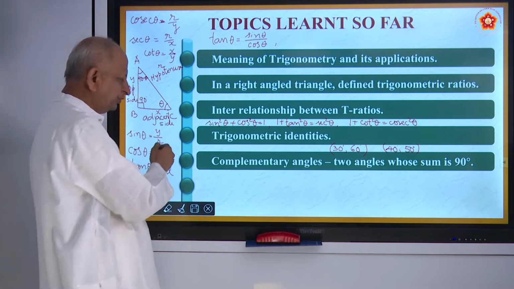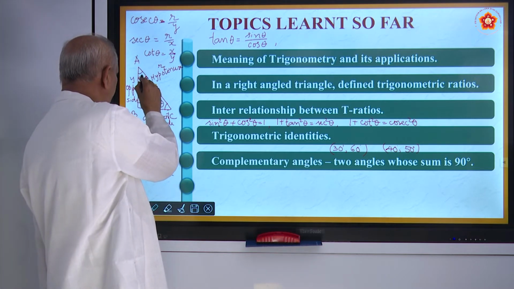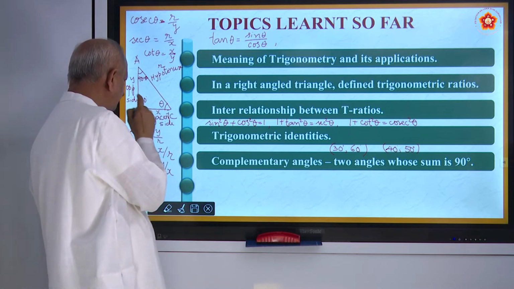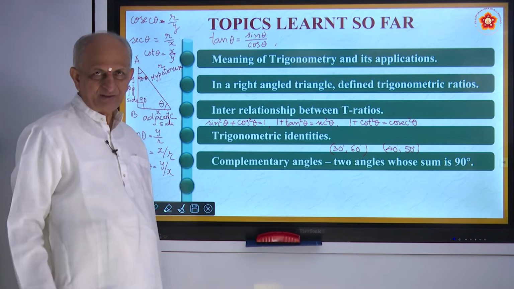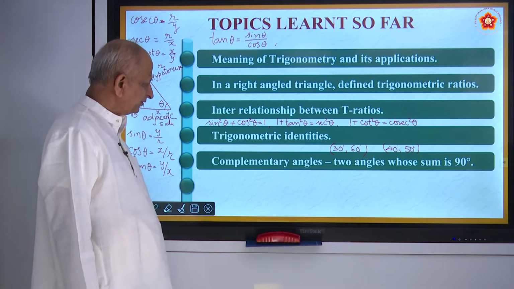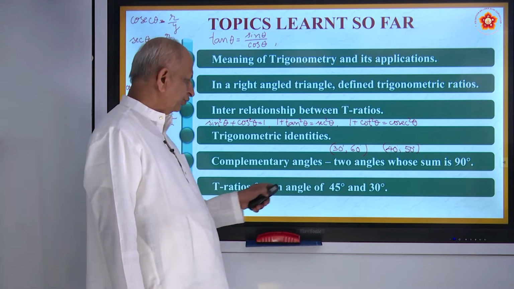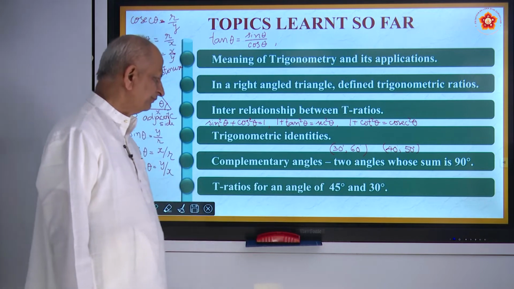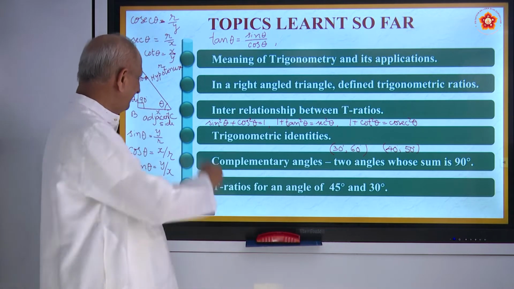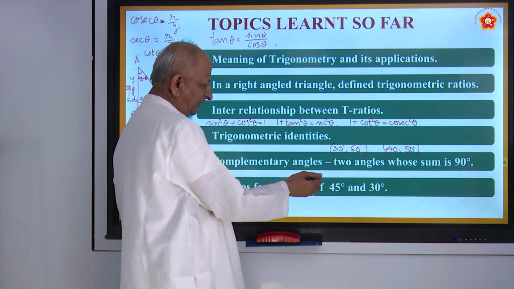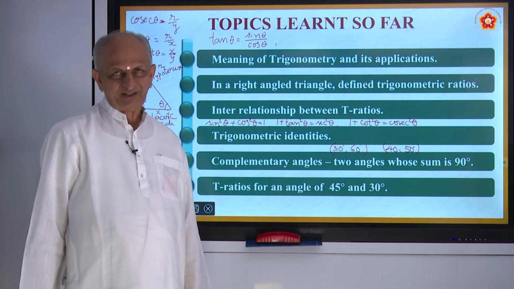And all these ratios will be little changed over there. For example, sine of 90 minus theta is cos theta. Cos of 90 minus theta is sin theta. Tan of 90 minus theta is cot theta. Cot of 90 minus theta is tan theta. Like that, you have complementary angles which you already studied in the previous classes. And also you have seen the T ratios of angles 45 degrees and 90 degrees in the previous class. Remember? Yes. So, all the values for sine 45, cos 45, tan 45, you have seen in the previous class. Similarly, sine 30, cos 30, tan 30 and so on.